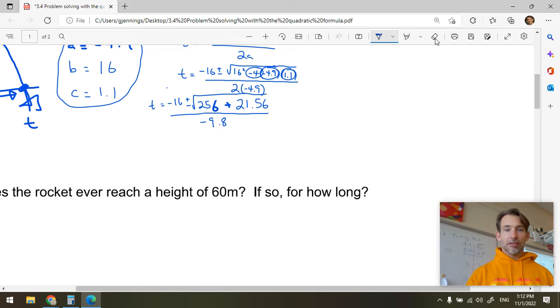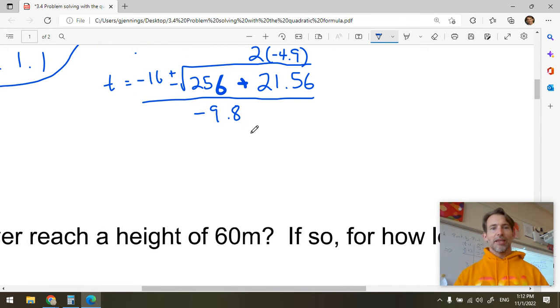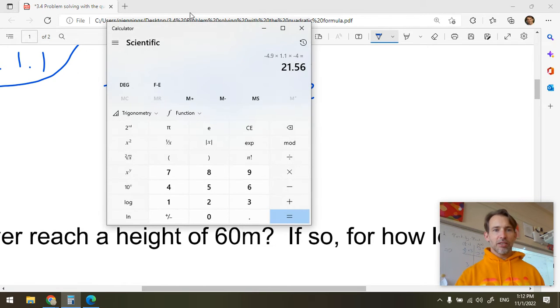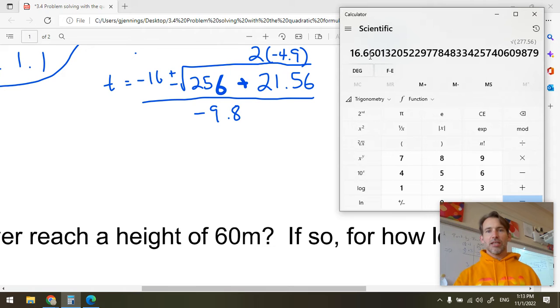Zoom in again a little bit to see it better. Now we're going to add 256 to that number. Just going to move this over here so you can see what I'm up to. This is what we're going to have inside the square root. Let's find the square root of that. So that's 16.66.